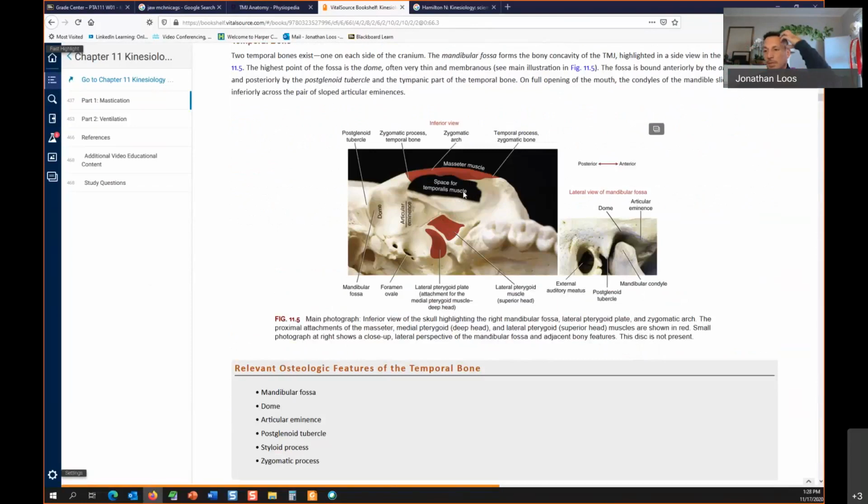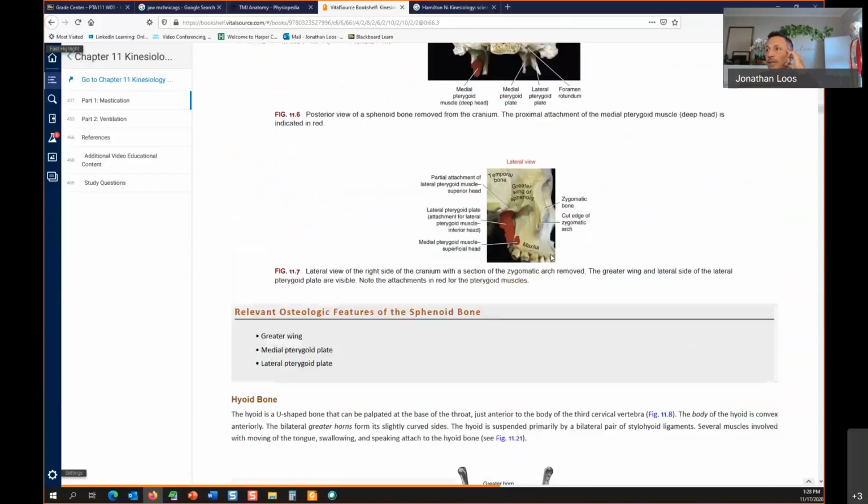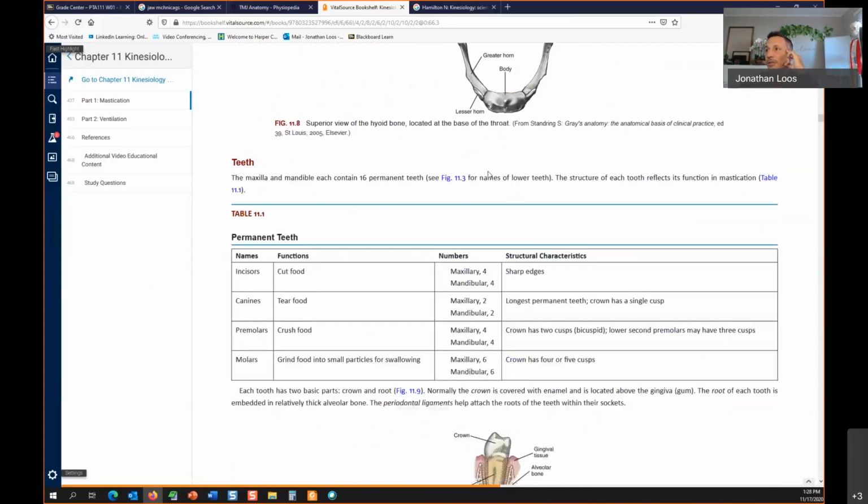So the temporalis muscle is coming from the side of the head, and it's shooting straight down underneath this zygomatic arch. You can see here that there is a little bit of a dome or a space for the condyle of the mandible to get in there, but that space is filled up with that disc. And there's your hyoid.